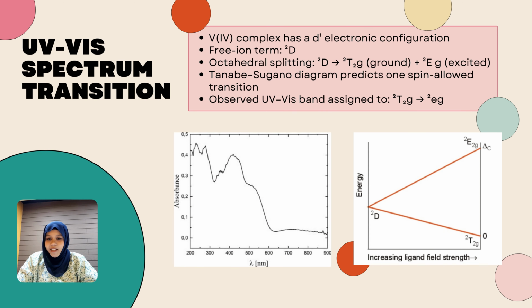In an octahedral ligand field, the doublet D free atom term splits into a lower energy 2T2g ground state and a higher energy 2Eg excited state. According to the Tanabe-Sugano diagram for a d1 system, only one spin-allowed electronic transition is expected. Thus, the absorption band observed in the UV-visible spectrum is assigned to the 2T2g to 2Eg electronic transition.